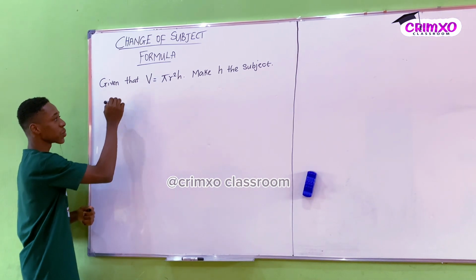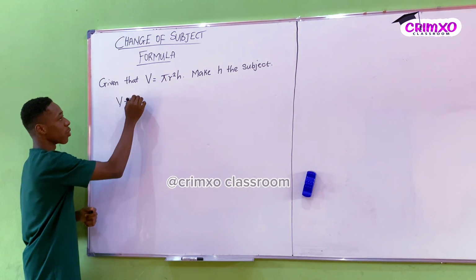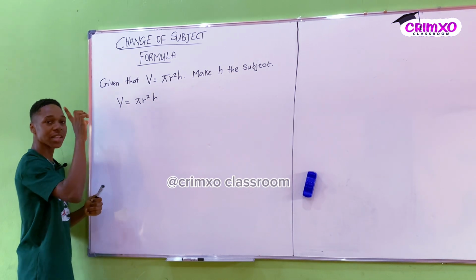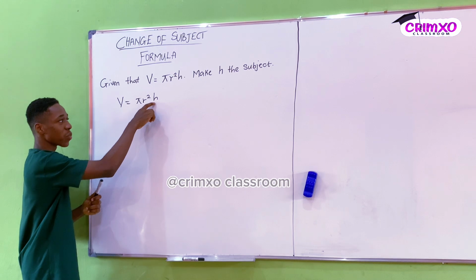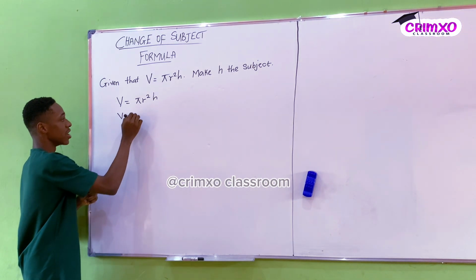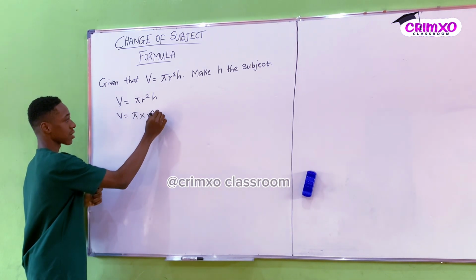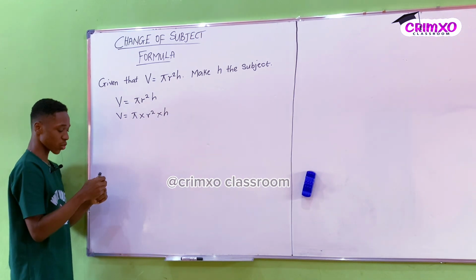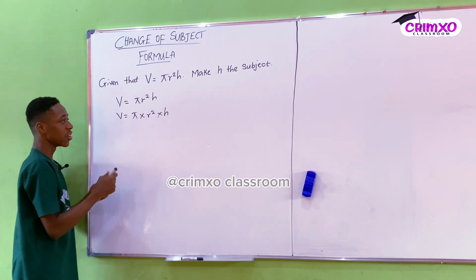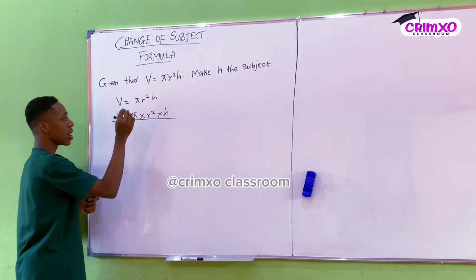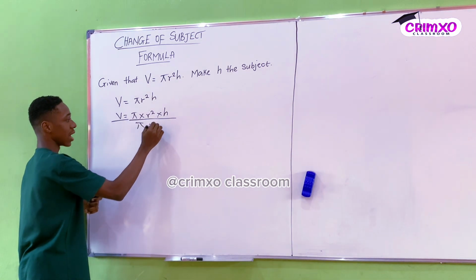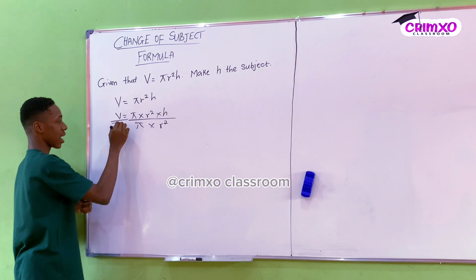So the first thing we have to do is repeat the question: V equals pi r square h. Now, as we notice, the only things attached to the term h in this equation are pi and r square, and they are separated by the multiplication sign. So to make h the subject, we're going to eliminate everything that is attached to the term h. So we divide both sides by the things attached to h, which are pi and r square.